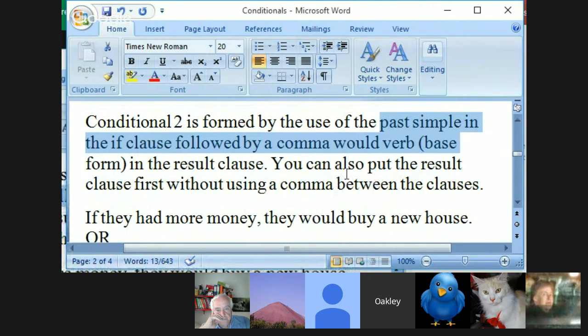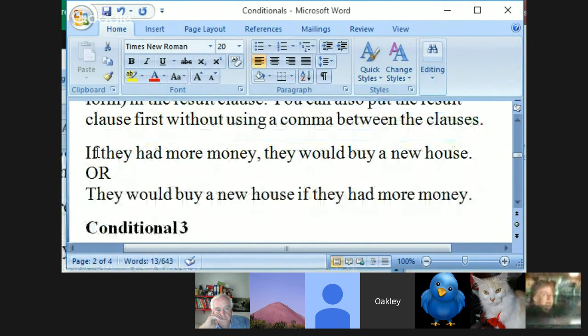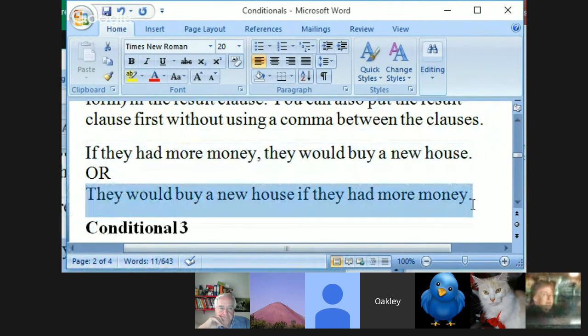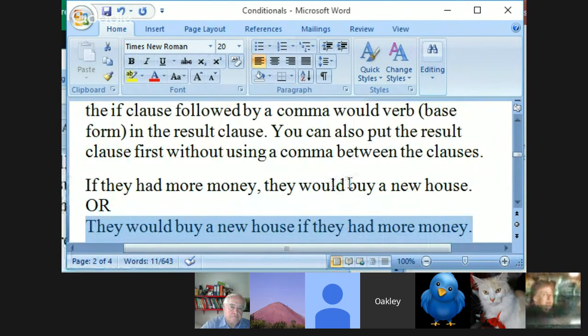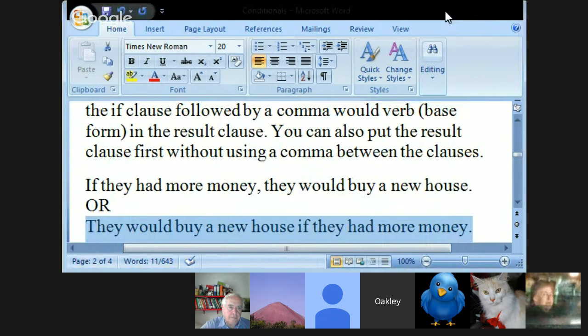You can also put the result clause without a comma. If they had more money, they would buy a new house. They would buy a new house if they had more money. There it is. Okay, that's the second conditional, to talk about imaginary things.